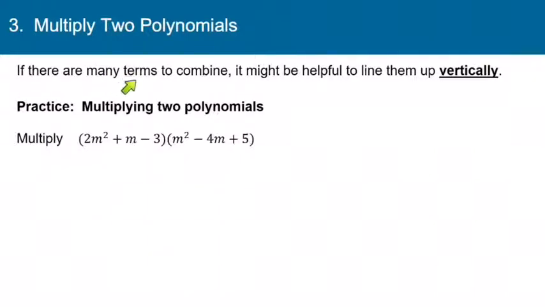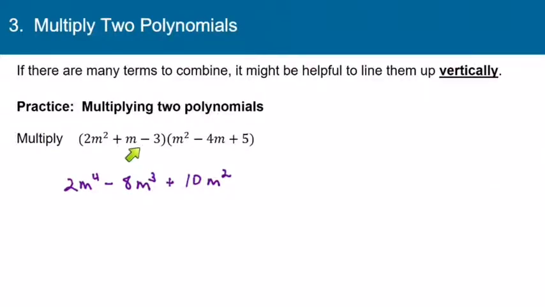So if you're going to have a lot of terms to combine, it might be helpful to line them up vertically. So let's practice that here on this problem. We have 2m squared plus m minus 3 times m squared minus 4m plus 5. So first I'll distribute the 2m squared. 2m squared times m squared is going to be 2m to the fourth. 2m squared times negative 4m is going to be minus 8m to the third. And then 2m squared times positive 5 is going to be plus 10m squared.